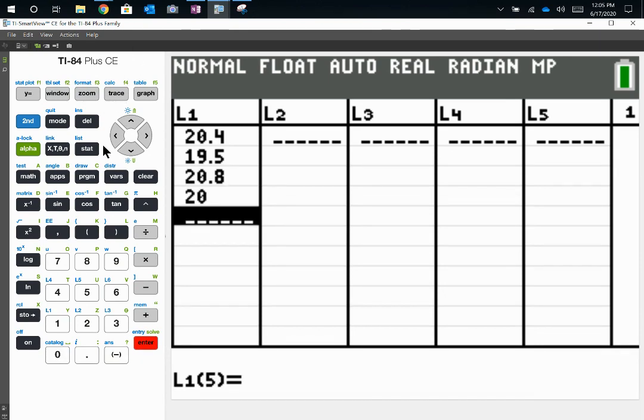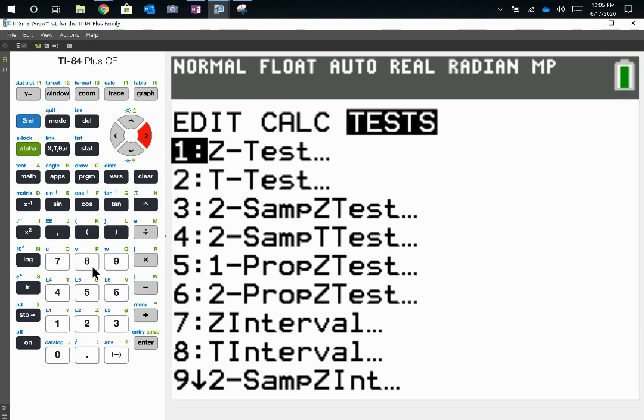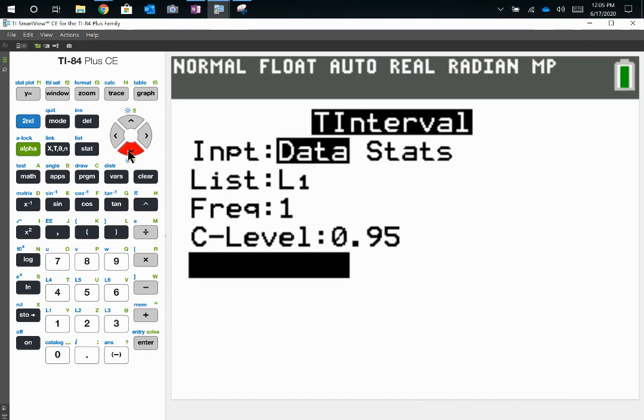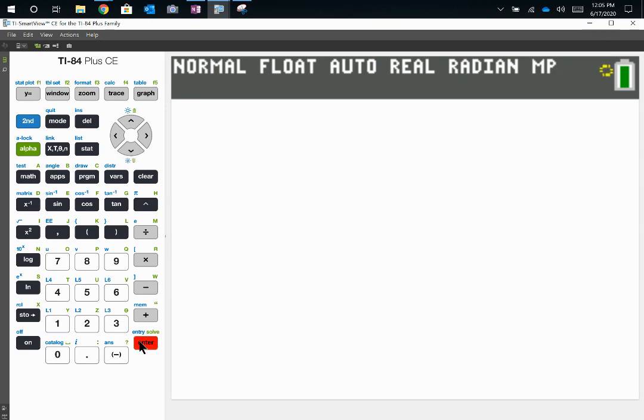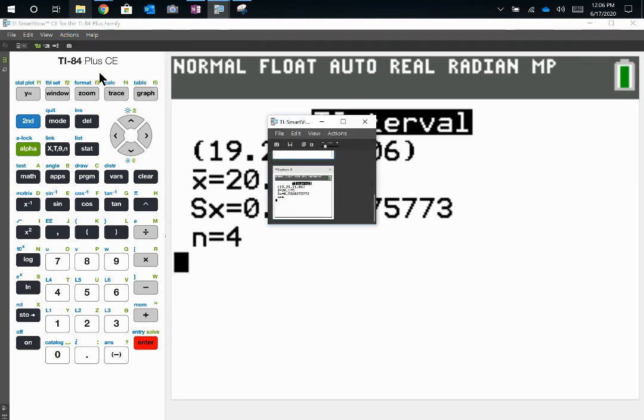And then stat again, test, number 8. Everything is the same, list 1. So scroll down, scroll down, scroll down. Calculate, yay, here we go. Give it a minute, the calculator has to work. And it's giving us between 19.29 and 20.06. We're going to go ahead and capture the screen.